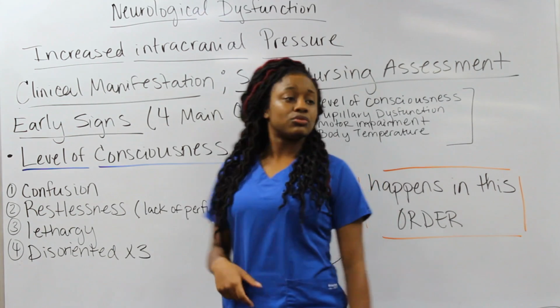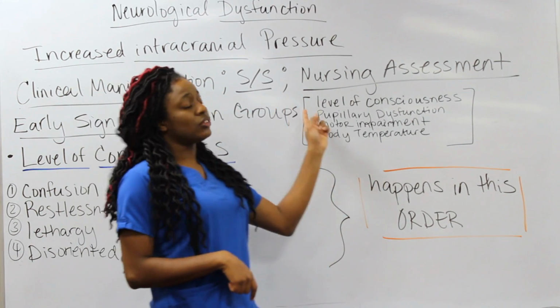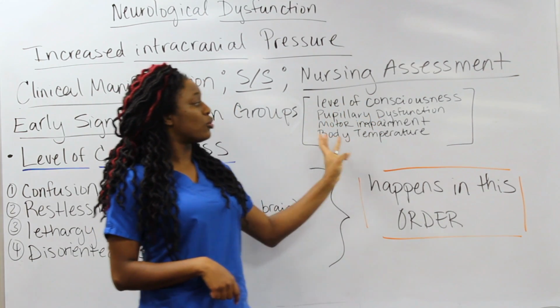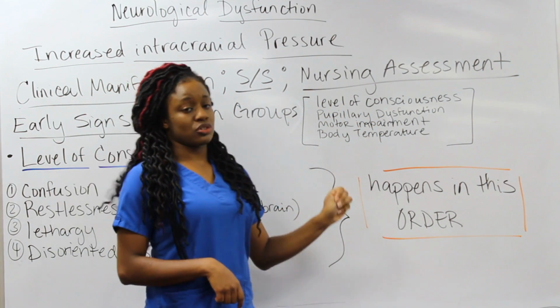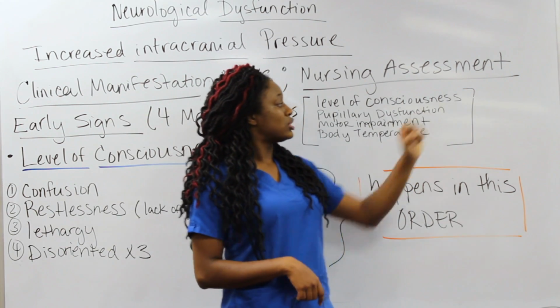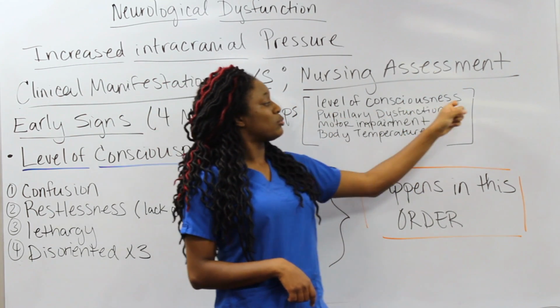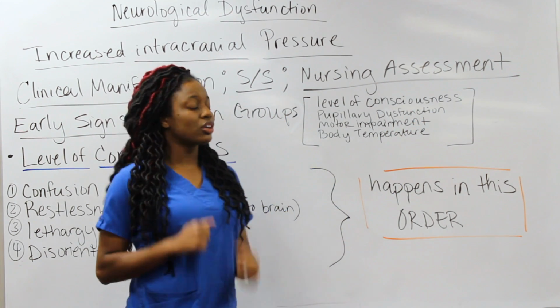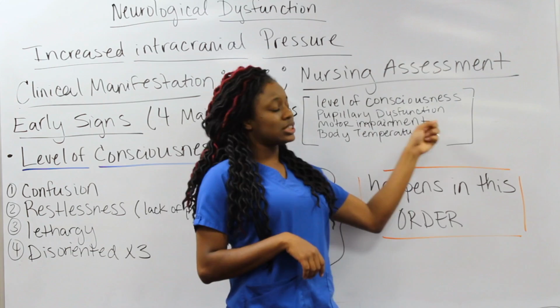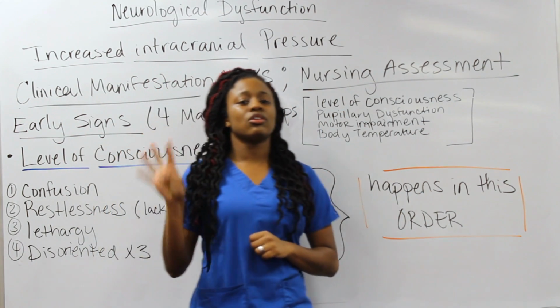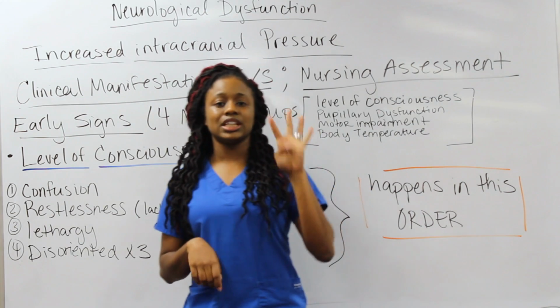So the 4 different groups are: you have the level of consciousness, that's 1. You have pupillary dysfunction, motor impairment, and body temperature. So you can simply remember that as mental status, eyes, movement, because motor is all about movement, and then body temperature. So I have 4 different groups, and I'm going to have early signs for each of them, and late signs for each of them.